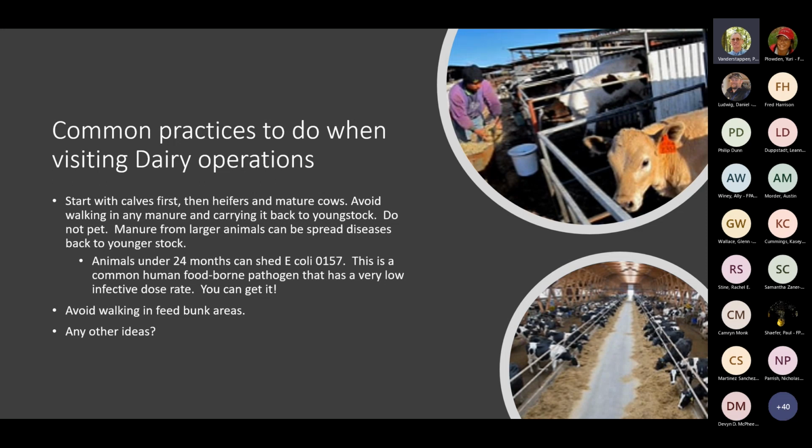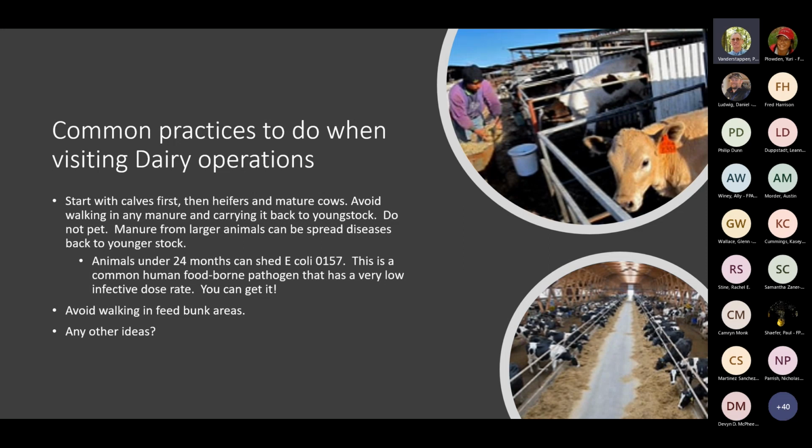These are all good practices that I think are always helpful, and be aware that producers may not be concerned, but we should be concerned. So I'll leave it at that. Does anyone have any other ideas on good practices for dairy operations?